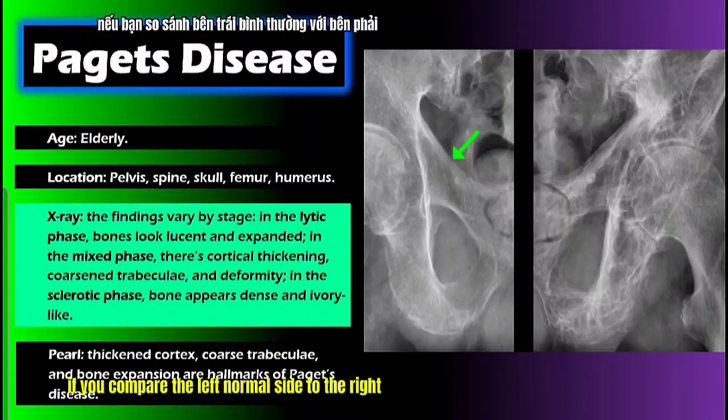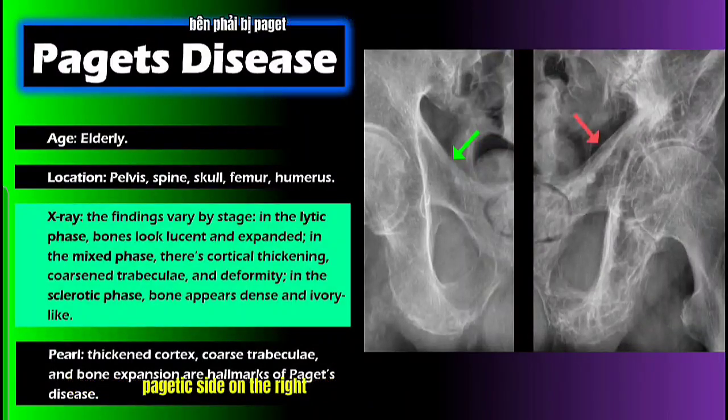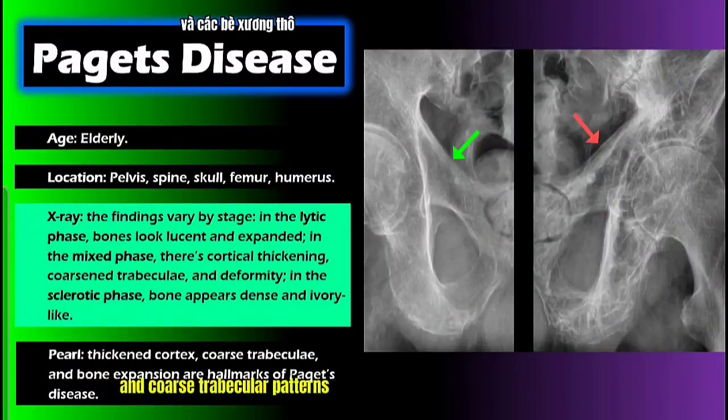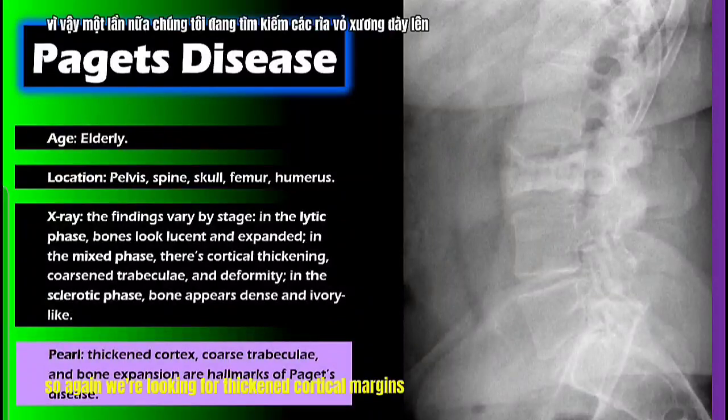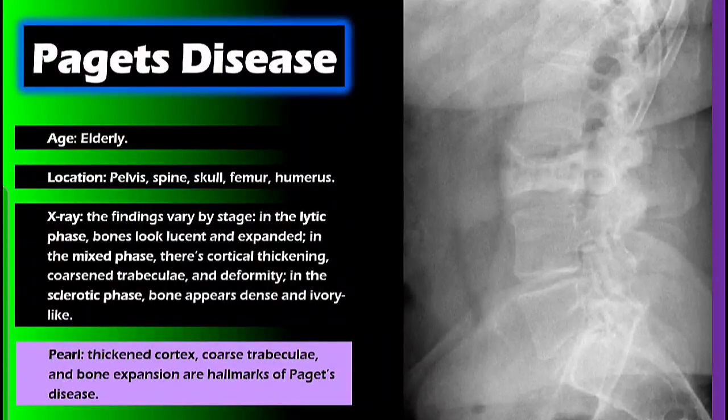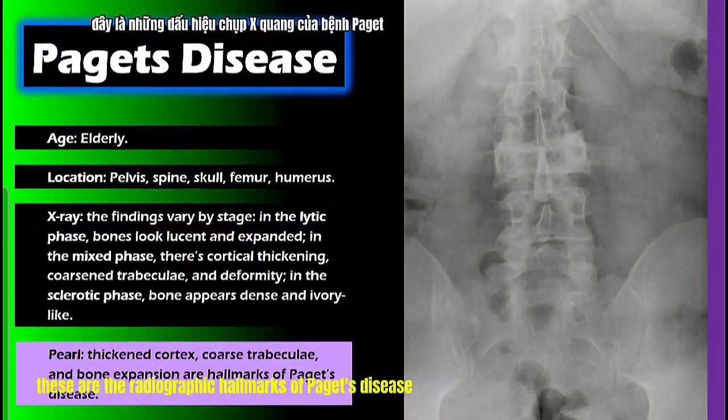If you compare the left normal side to the right Pagetic side, on the right it's much more thickened cortical margins and coarse trabecular patterns, causing this slight bony expansion which is characteristic of Paget's. So again, we're looking for thickened cortical margins, coarse trabecular markings, and bony expansion. These are the radiographic hallmarks of Paget's disease.